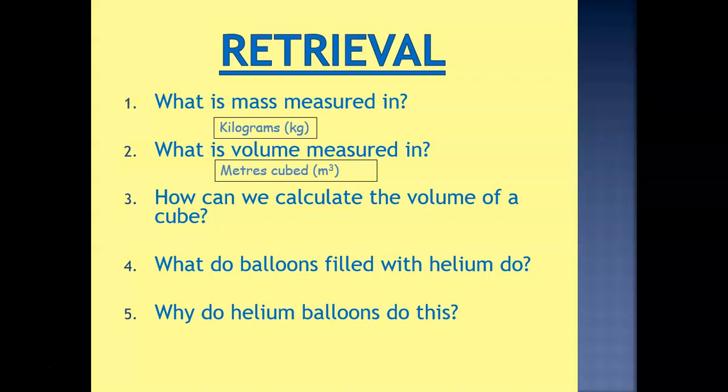Question 3, how can we calculate the volume of a cube? So a cube's got 3 sides, height, length and width. To calculate the volume, it's length times height times width.